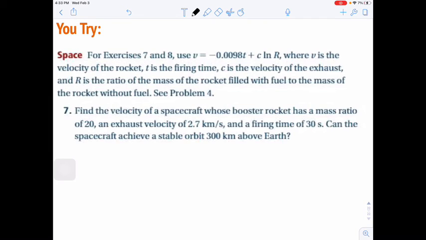See problem 4 that we just did. Find the velocity of a spacecraft whose booster rocket has a mass ratio of 20, an exhaust velocity of 2.7 kilometers per second, and a firing time of 30 seconds. Can the spacecraft achieve a stable orbit 300 kilometers above Earth?